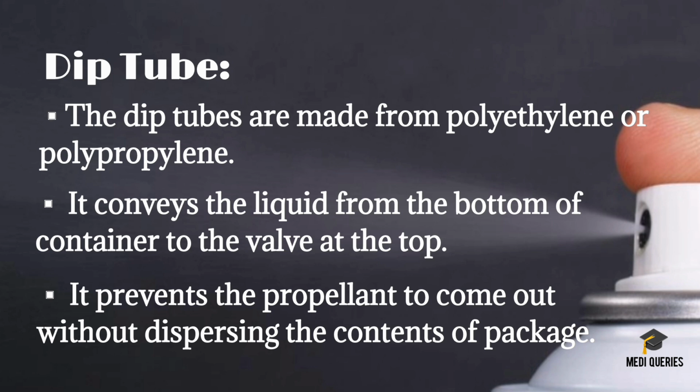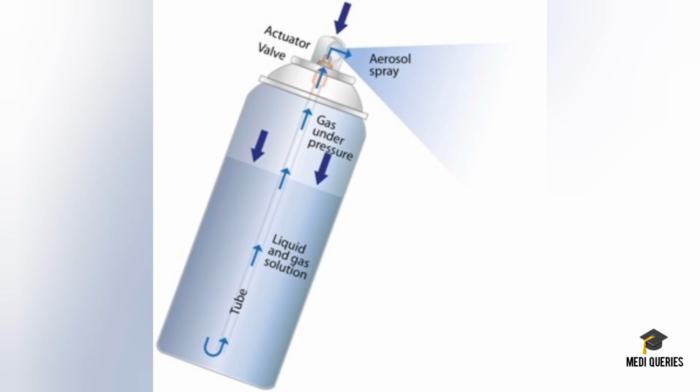Dip tube is used for the following purposes. It conveys the liquid from the bottom of the container to the valve at the top. It prevents the propellant from coming out without dispensing the content of the packaging.